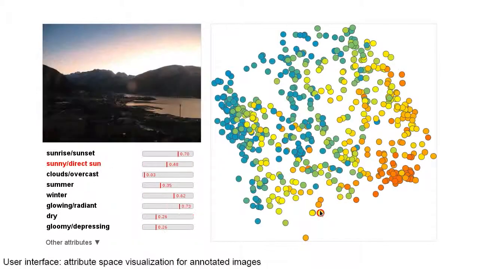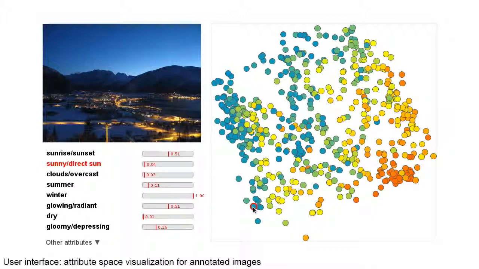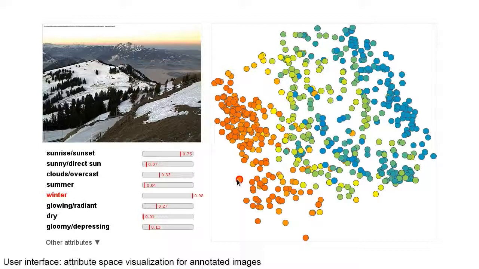We can colorize this plot according to the labels for one attribute, such as sunny. Red dots correspond to images with a high value for the sunny attribute, such as this image, and the blue dots represent images with lower attribute values, like this one. We can select another attribute for the color coding, such as winter, or even a more subjective one, such as gloomy.